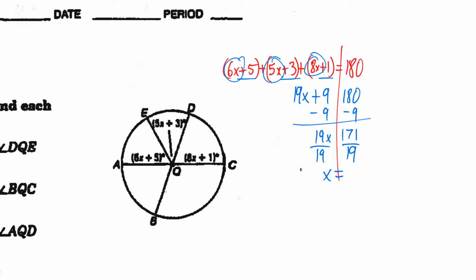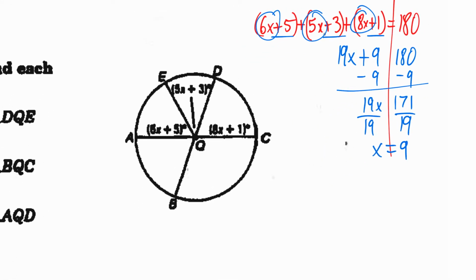And what's 171 divided by 19? 9. Okay, x is 9. All right, so what I'm going to do is plug that in and just find all these angles, and then it'll make this a lot easier. So if I plug in 9 right here, 6 times 9 plus 5. What's 6 times 9 plus 5? 59. Okay, so that right there is 59 degrees. Okay, 5 times 9 plus 3 is 48 degrees. And then 8 times 9 plus 1 is 73 degrees.